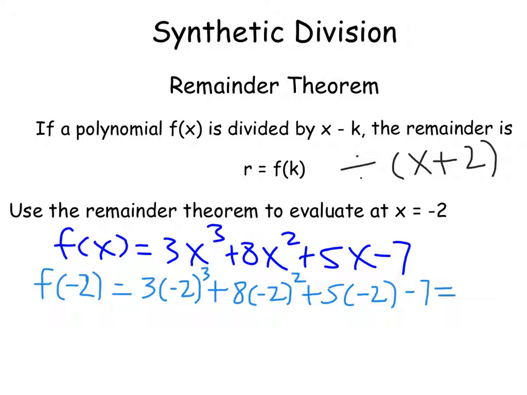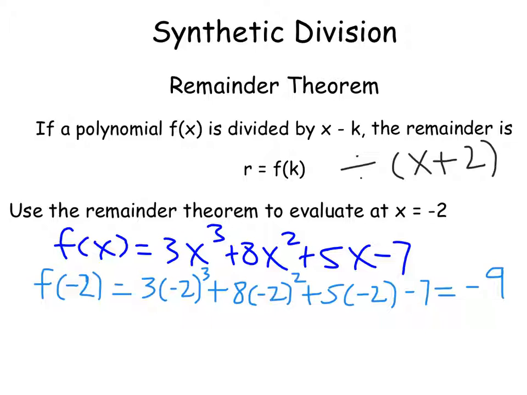The deal here is this would come out to be -9. That had nothing to do with synthetic division. That's a function. We plugged in an x value of -2, and we get this y value of -9.